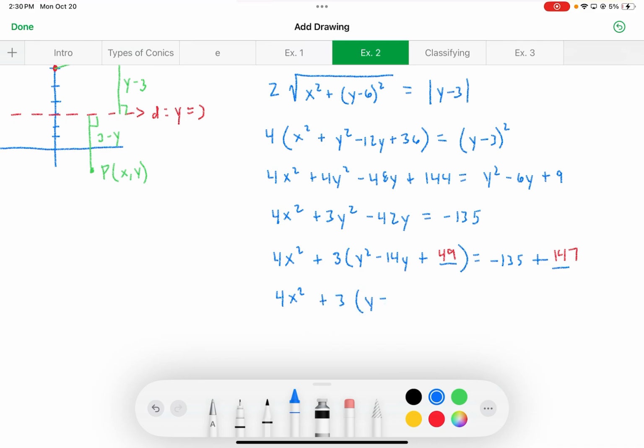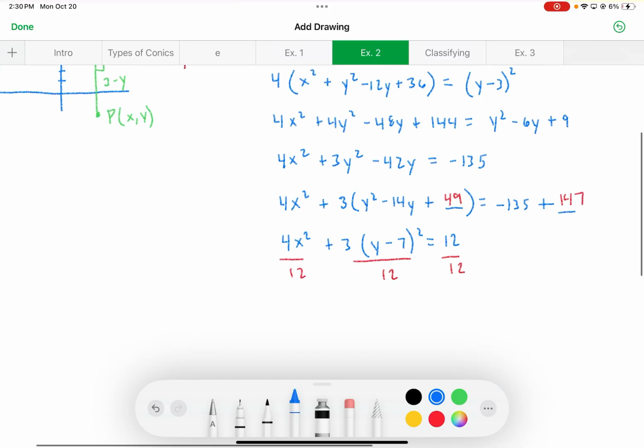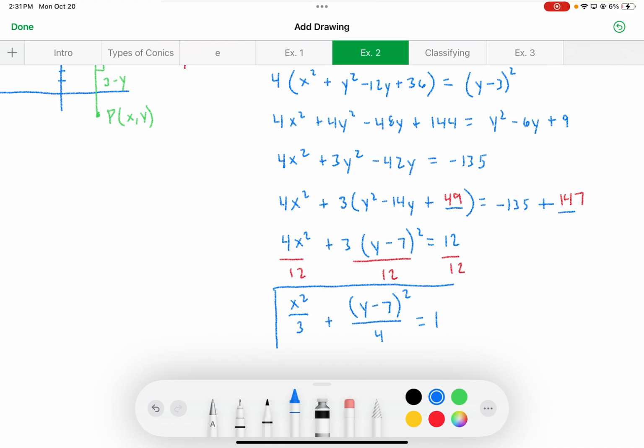Factor. Equals 12. Divide that 12 out. So I'll end up with x squared over 3 plus (y minus 7) squared over 4 equals 1. And that is the equation of an ellipse, is it not?